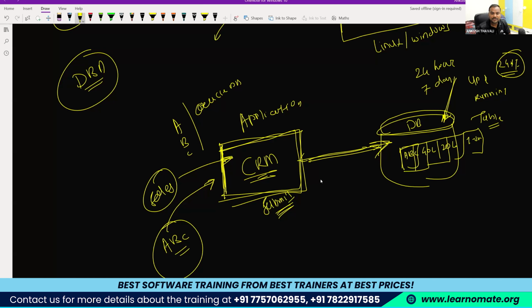So if this database software is not running, by any chance, do you think they will be able to insert data into the CRM? No. Now I can get an admission at any time, right? In the morning, afternoon, night, anytime. So the CRM should be up and running 24 across 7. Otherwise the people will not be able to do it.